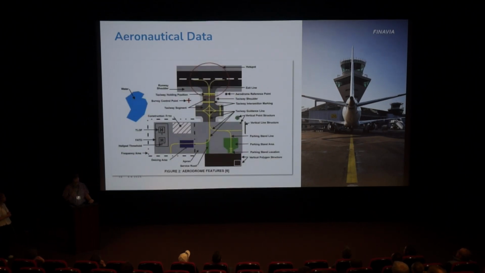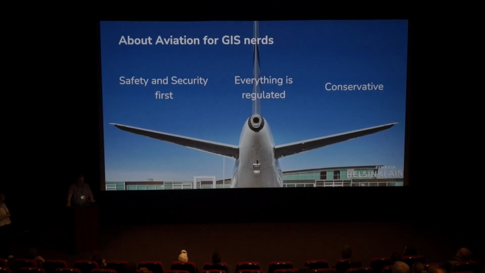So this is one of the pictures from the regulation of the AMDB, if you want to know, aerodrome features. So you have runways and hotspots and taxiways and aprons and de-icing areas, and all this kind of information should be managed in the future as GIS data. Quite often airports have CAD drawings of that, but it's not GIS data, so there are some challenges. About aviation for GIS nerds, safety and security first.